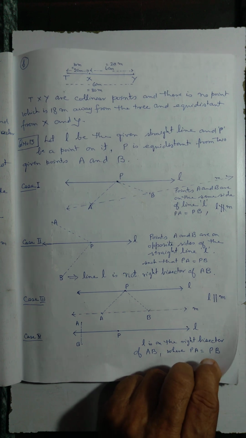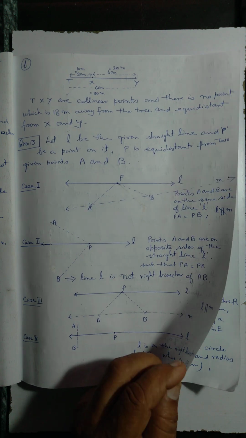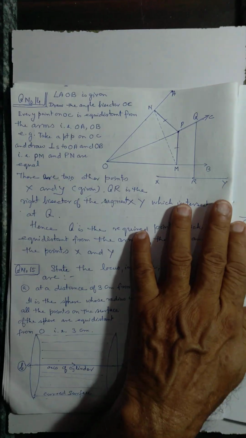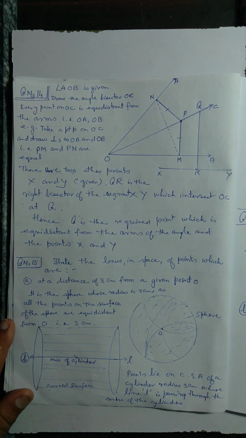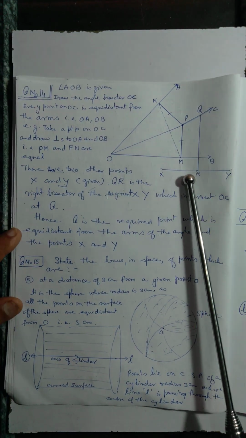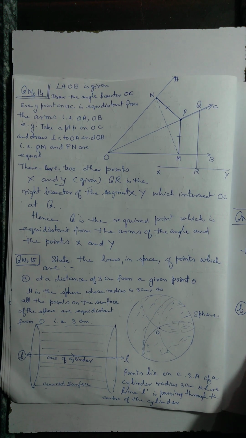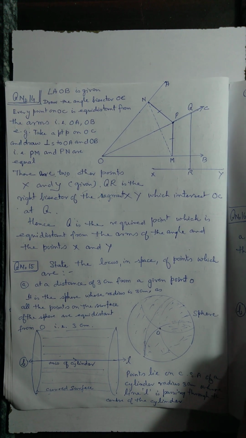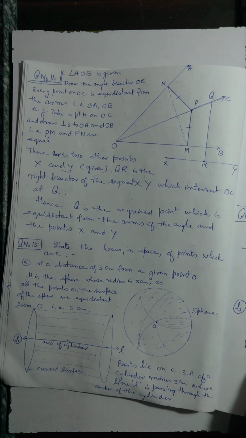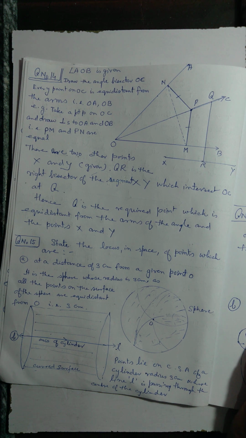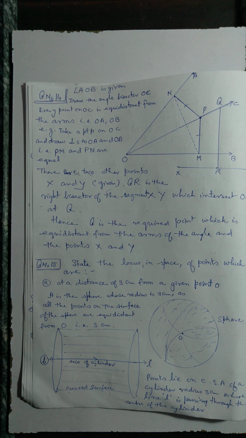So now proceed to the question number 14. Question number 14 states that find a point equidistant from the arms of the given angle and also equidistant from two given points.